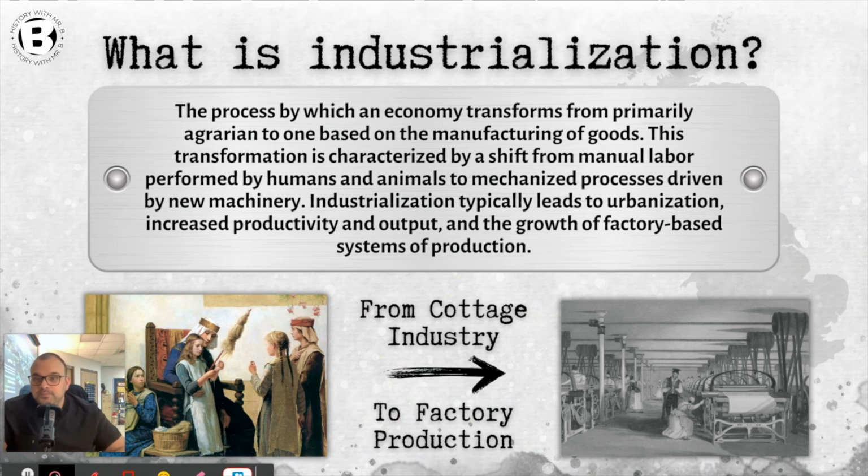Okay. So the Industrial Revolution is this process. I should back up here. Industrialization in general is the process by which an economy transforms from an agrarian, agricultural economy to one that's based on the manufacturing of goods. We see a shift from manual labor. You see the images here from a cottage industry, manual labor, people creating things in their home on a small scale, to large-scale factory production on a machine-driven process. Okay, that's industrialization.